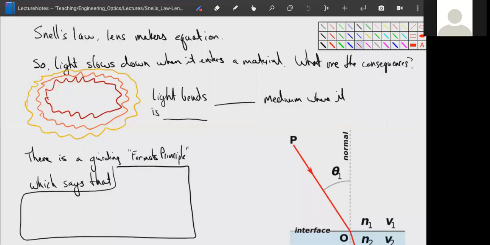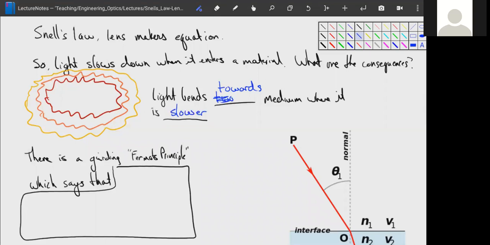Great. So light slows down when it enters a material. And it slows down different amounts based on how strongly it interacts with that material. What are the consequences of this? Well, light bends towards materials where it is slower.